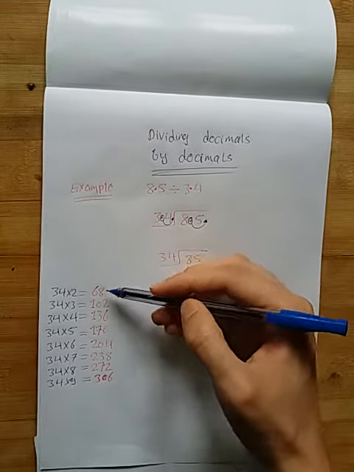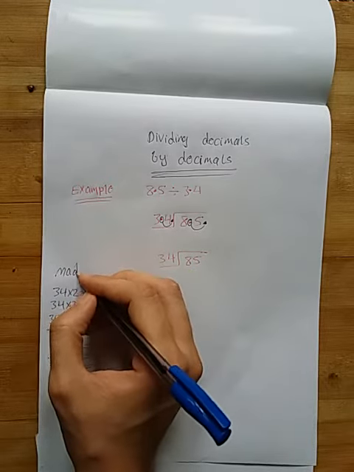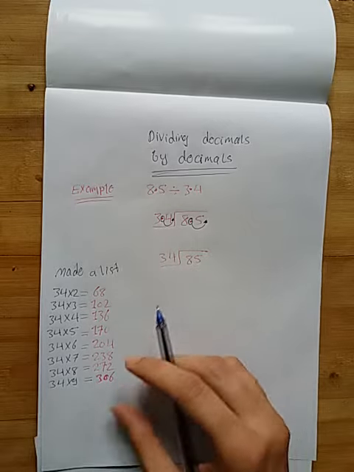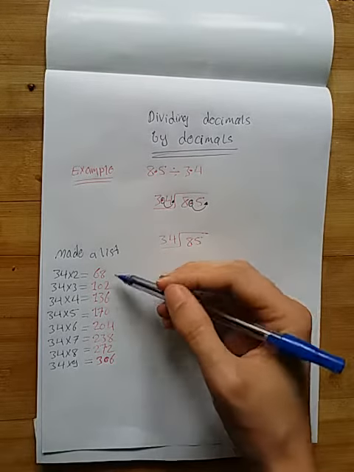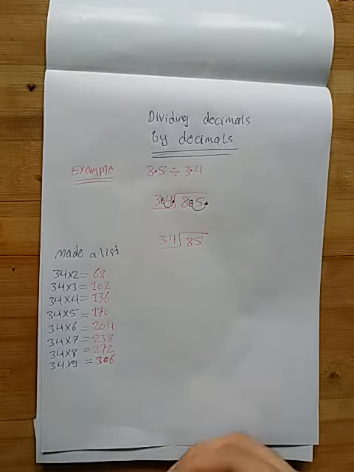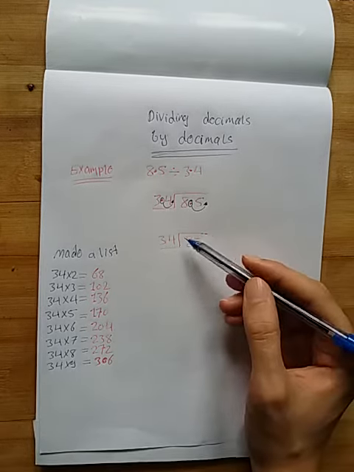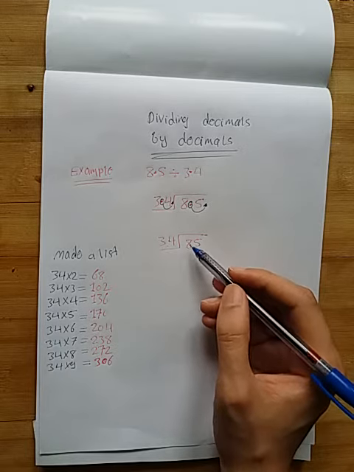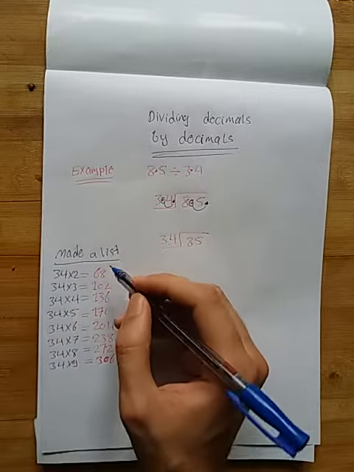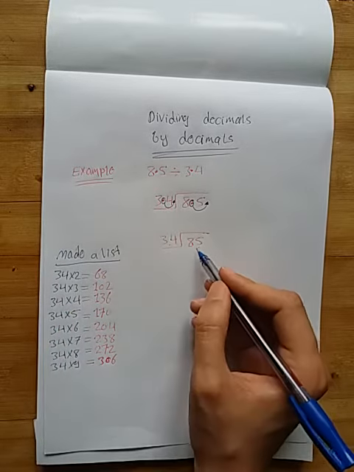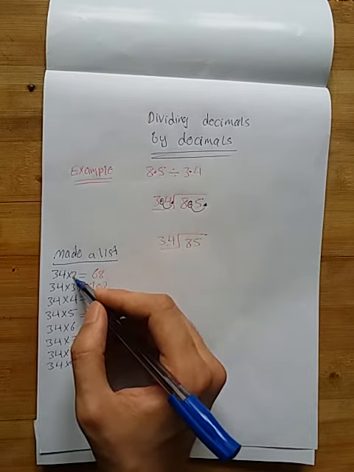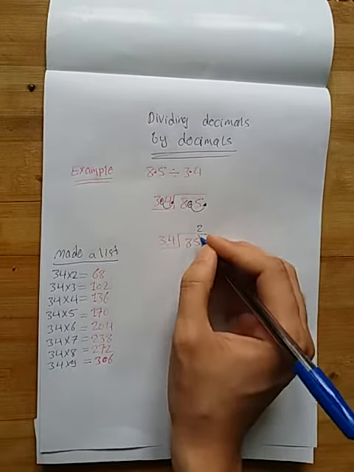Now as you can see, I made a list by multiplying 34 by numbers from 2 to 9, so I can have some answers ready for my divisions. Now let's start our division. How many 34s are there in 85? Let's check our list. What's the biggest number that is just under 85? It's 68. So our first digit in the quotient will be 2.